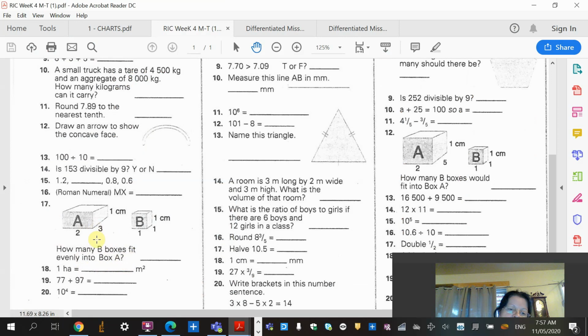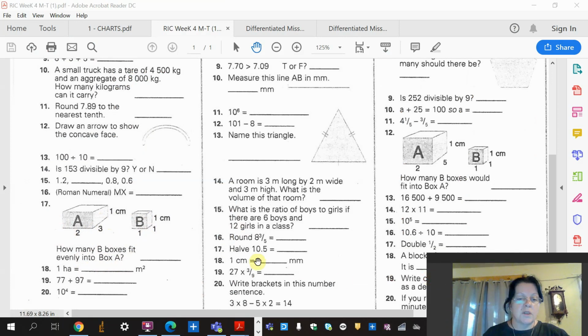How many B boxes fit evenly into an A box? So if we have a look at this, we've got 3 centimeters going this side and 2 centimeters going this side, and this box is 1 centimeter cubed, 1 centimeter long by 1 centimeter wide by 1 centimeter tall. So it's 2 here, so we can fit 2 in the front, and including this one we can put 3 behind. So basically 2 times 3.